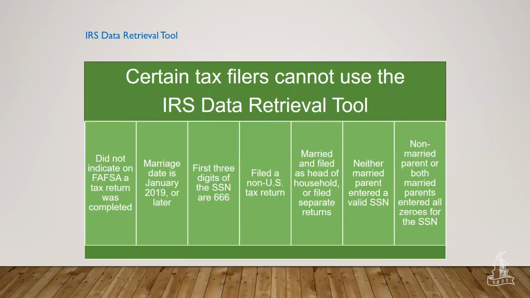There are certain tax filers that cannot use this tool, and they are indicated below. That would be situations like if you had not already filled out a tax return, if your marriage date is later than the tax year that you are filing for, or if you see the first 3 digits of your social are 666. If you did not file a US tax return, if you are married and file head of household or file separate returns, you'll need to enter in your information manually.